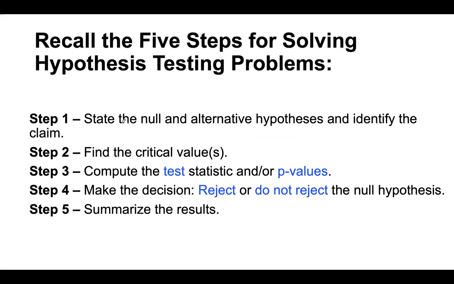So recall the steps. State the null and alternative hypothesis and identify the claim. Find the critical values, so the rejection regions, etc., for alpha. It depends on if it's one test, two tests, etc. Compute the test statistic and its p-values if you wish. Sometimes a computer can give you these p-values also. Make the decision, reject or do not reject the null hypothesis, and summarize the results.